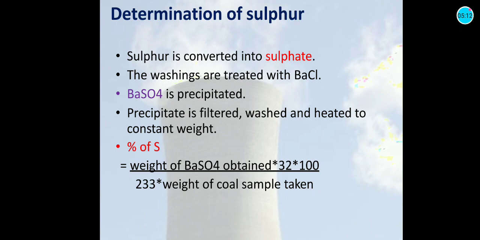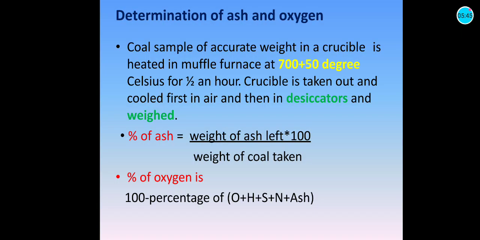Sulfur is converted into sulfate. The washings are treated with BaCl2. Then BaSO4 is precipitated. The precipitate is filtered, washed and heated to constant weight. Then we calculate the percentage of sulfur. The formula is weight of BaSO4 obtained into 32 into 100, divided by 233 into weight of coal sample taken.